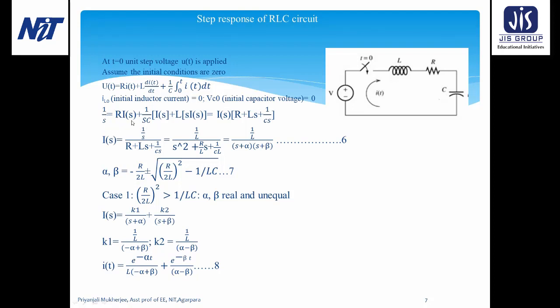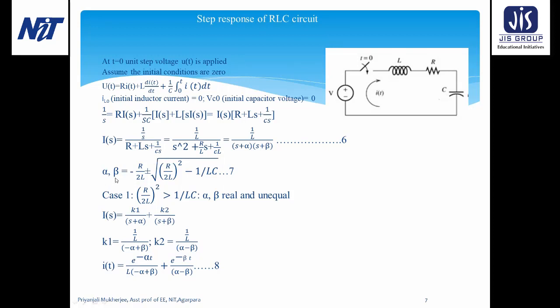By taking the Laplace transform, it becomes 1 by s equals R I(s) plus 1 by sC into I(s) plus Ls I(s), and that is equal to I(s) into R plus Ls plus 1 by Cs. From this equation, we can find I(s) equal to 1 by L divided by (s plus alpha) into (s plus beta), where alpha and beta are the two roots of this second order equation, s squared plus R by L s plus 1 by LC.